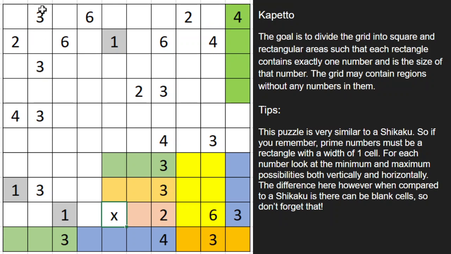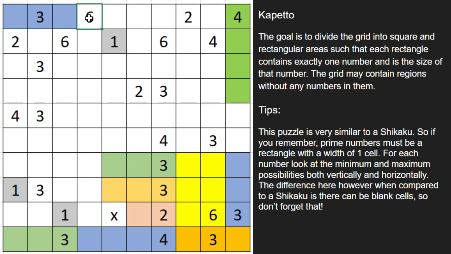If we now look at the other corners, so you'll notice I've started with the corners because those are going to be the most constrained area. This 3 can't come down, so it has to come across like this. So we color that in.